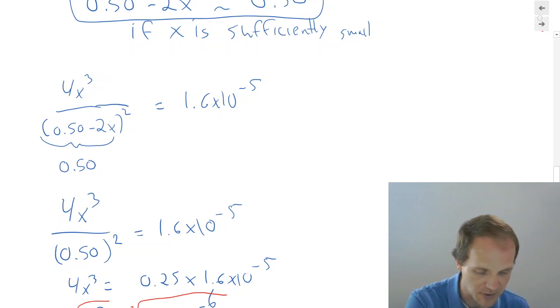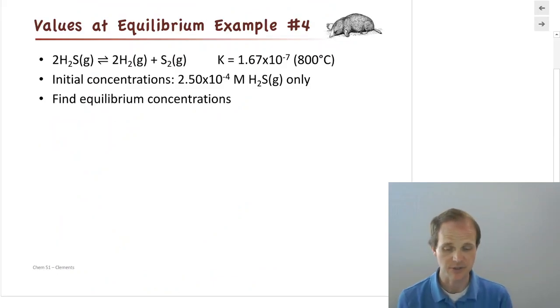So our next problem looks fairly similar. We've got 2H2S goes to 2H2 plus S2. Our initial concentration is 2.5 times 10 to the minus 4th molar H2S. And our K, again, is very, very small. We don't expect much product. 1.67 times 10 to the minus 7th. And we're going to find our equilibrium concentrations.